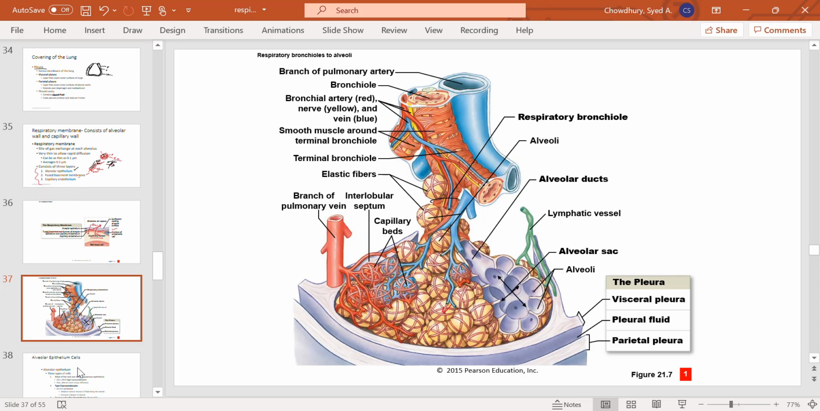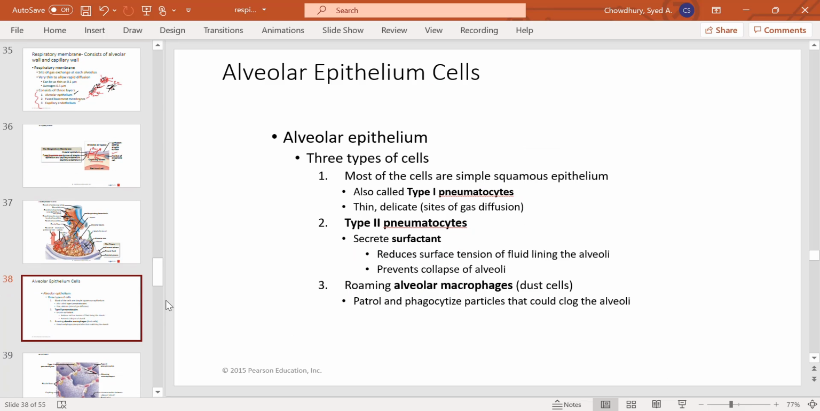You see here, these are the alveoli, and on the surface you have the capillary bed. So each alveolus has a capillary bed. Okay, now in the wall of the alveolus, you'll see three types of cells. Most of the cells are simple squamous. That means what? Single layer of flat cells, right? Squamous type cells, you already know that. So this is simple squamous, flat cells.